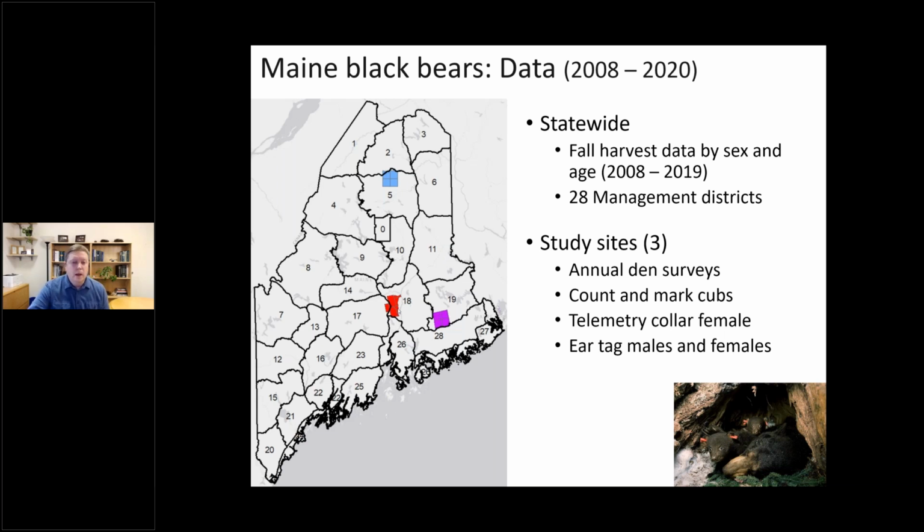Additionally, at these research sites, there are telemetry collared females, and they maintain somewhere between 40 to actually 90 bears across the entire 3 study sites that have collars on each year. And then finally, for the males and the females that don't have collars, they also get ear tags. So we have these long-term mark recapture data sets, known fate telemetry data sets from these 3 study sites, along with estimates of reproductive output, basically the proportion of females that have cubs and how many cubs they may have annually from each one of these 3 study sites.